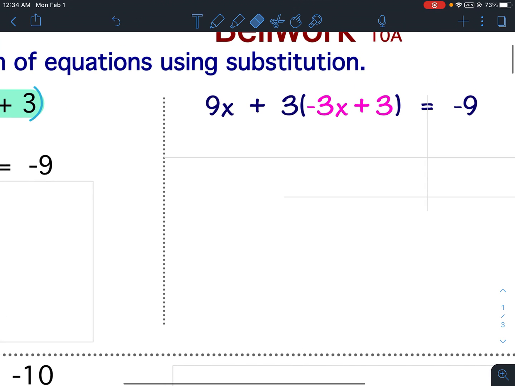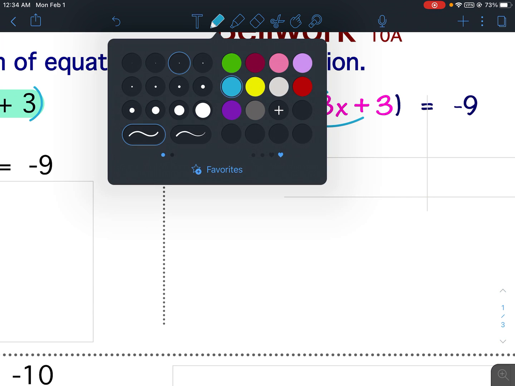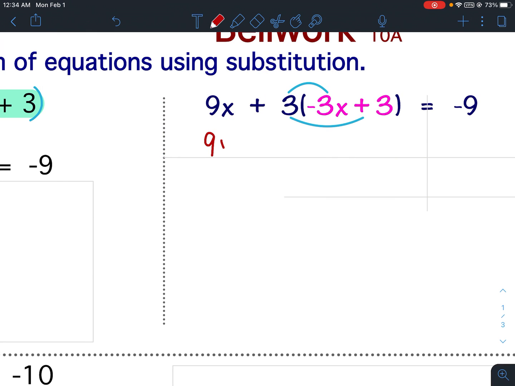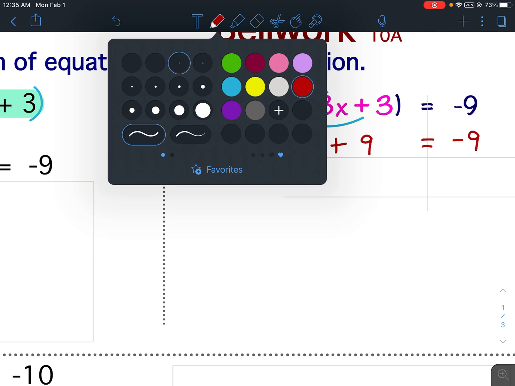So this is a multi-step equation. I'm going to start with the distributive property. So I bring down this 9x. 3 times negative 3 would be negative 9x. 3 times 3 would be positive 9. Bring down the equal sign. Bring down the negative 9. Step 2 would be to combine like terms.